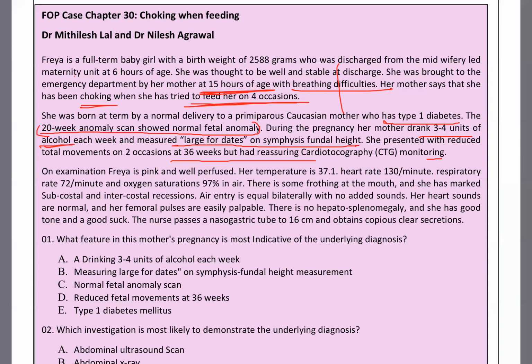So it's not important. On examination, Freya is pink, well perfused, temperature was normal, heart rate okay, respiratory rate is 72, it's very high. Heart rate slightly increased, oxygen saturation was okay, some frothing at the mouth, and she has marked subcostal intercostal recession. Air entry is equal bilateral, no added sound.